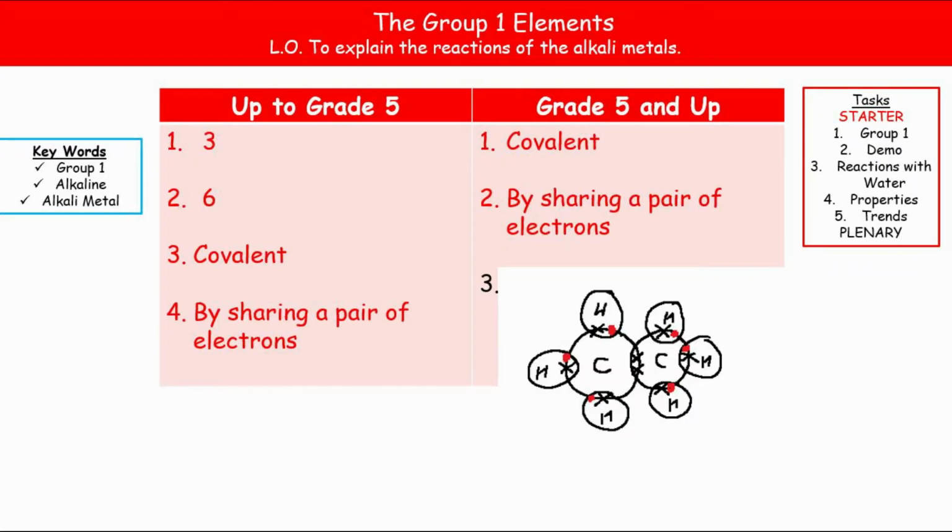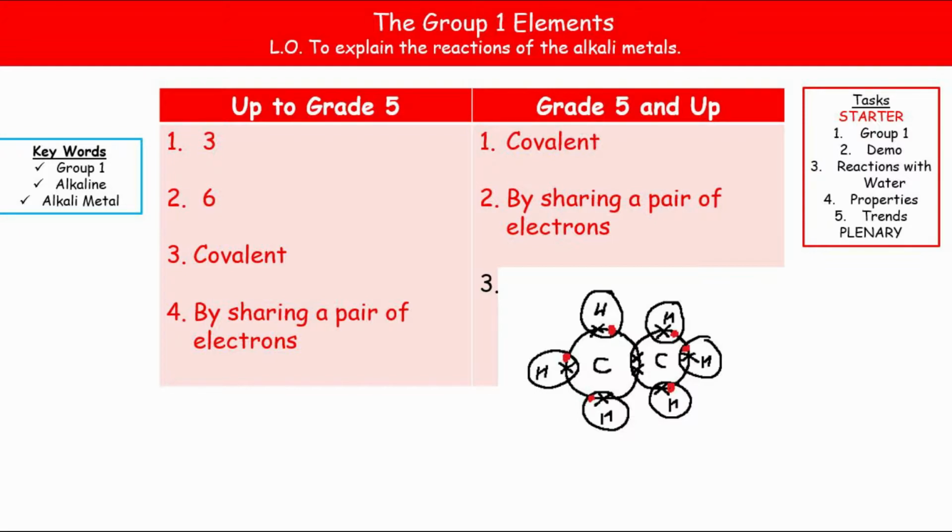Okay, let's check those answers then. So for the up to grade 5s, first of all, we've got 3 different elements and we can spot them by looking for new capital letters. For the number of atoms, there were 6. We have covalent bonds between nonmetals and they form by sharing a pair of electrons. So give yourself a score out of 4 for the up to grade 5.